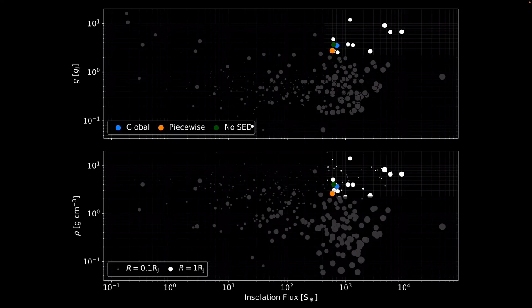It's got a super high surface gravity. It's a very dense planet, which is interesting for a hot Jupiter. And there are a few planets, particularly there on the top plot where we're comparing the surface gravity, that receive as much insolation flux and have as high a surface gravity as KELT-24b.